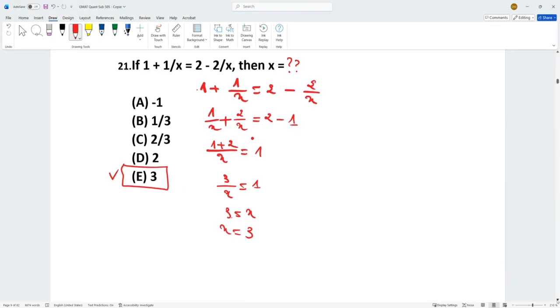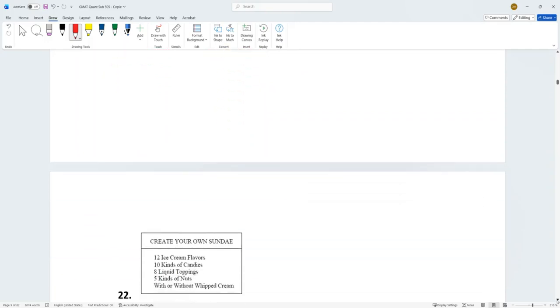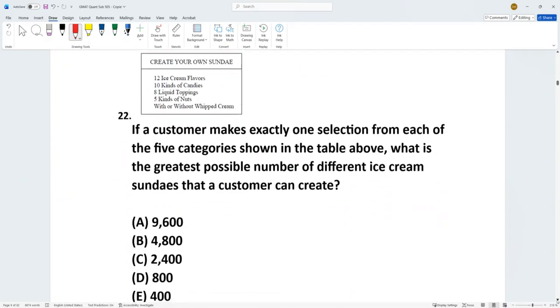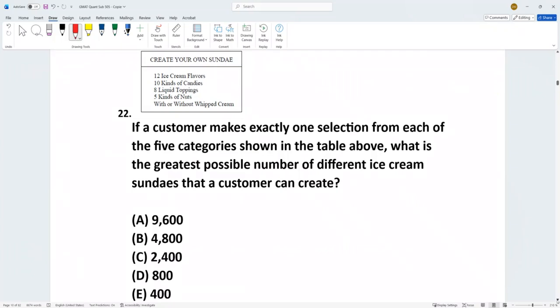Let's move on to question number 22. So here we have a table with categories: create your own sundae, 12 ice cream flavors, 10 kinds of candies, 8 liquid toppings, and 5 kinds of nuts, with or without whipped cream. If a customer makes exactly one selection from each of the 5 categories shown in the table above, what is the greatest possible number of different ice cream sundaes that the customer can create?